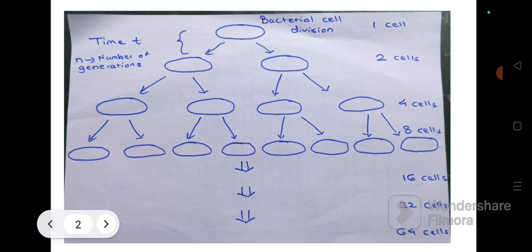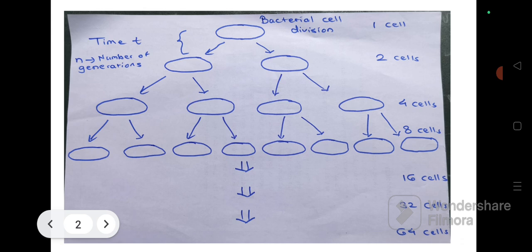The time required for a single generation is denoted by small t. The small n indicates the number of generations. N0 is the number of cells with which you have started the experiment, and Nt is the number of cells obtained after time t. So you can see when it is one cell it is 2 raised to 0, when it is two cells it is 2 raised to 1. In the next generation you will get 2 raised to 2 cells. In the next generation you will get 2 raised to 3 cells. Next 2 raised to 4, 2 raised to 5, 2 raised to 6.